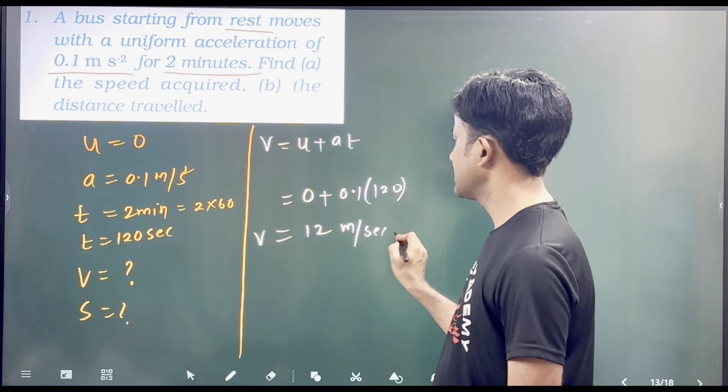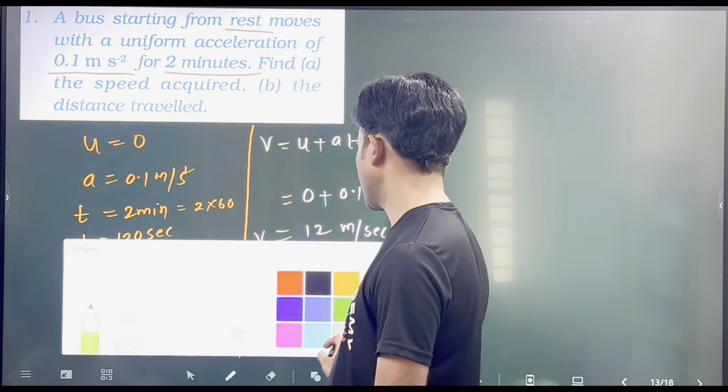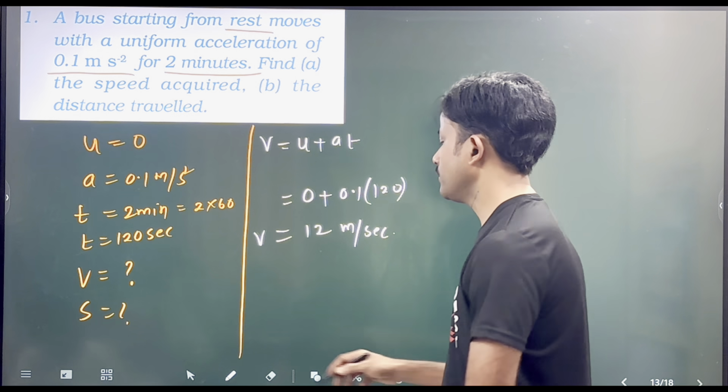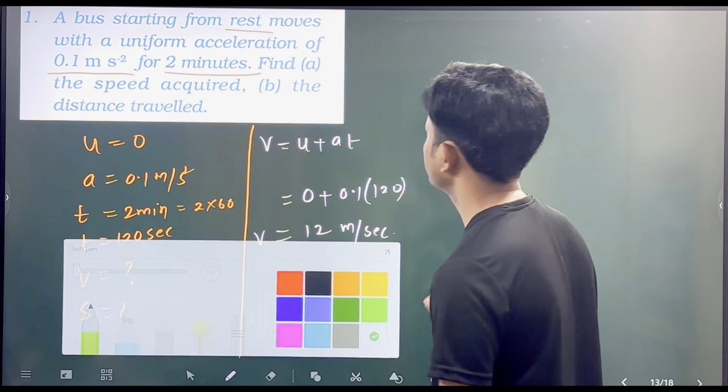12 meter per second. Okay, so in this way you can find v. Now find out the s value. So what is the s?